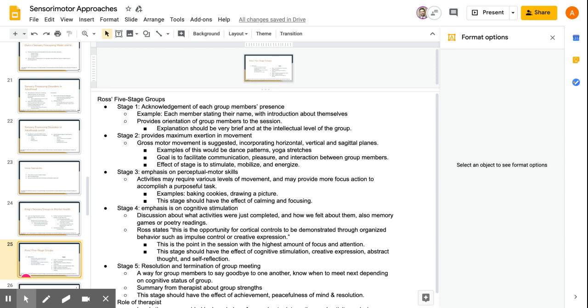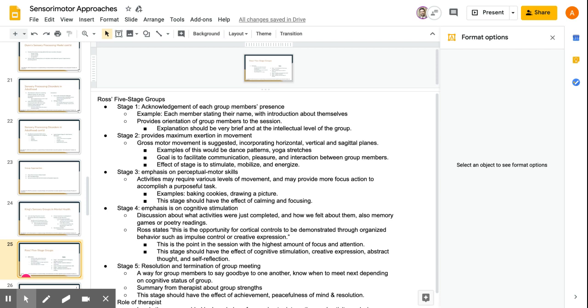Stage 2 provides maximum exertion in movement. Gross motor movement is suggested, incorporating horizontal, vertical, and sagittal planes. Examples of this would be dance patterns and yoga stretches. The goal of this is to facilitate communication amongst members, if able to communicate, pleasure, and interaction between group members. The effect of this stage is to stimulate, mobilize, and energize the sensory system.